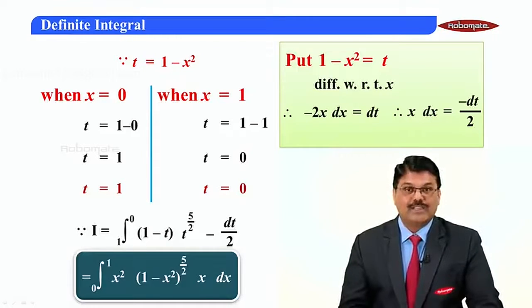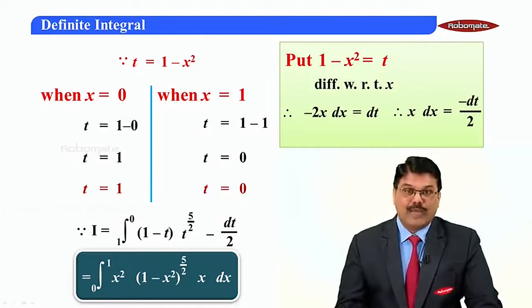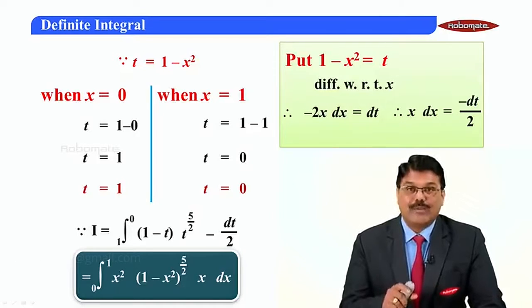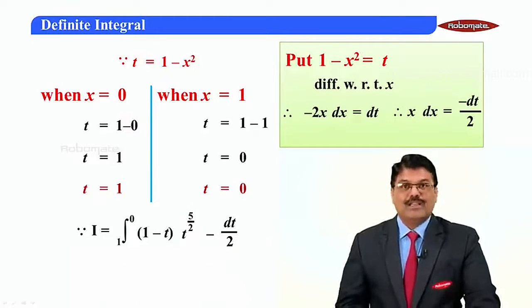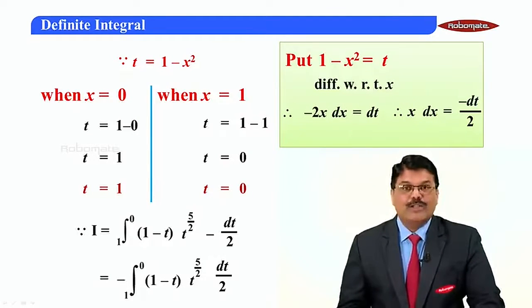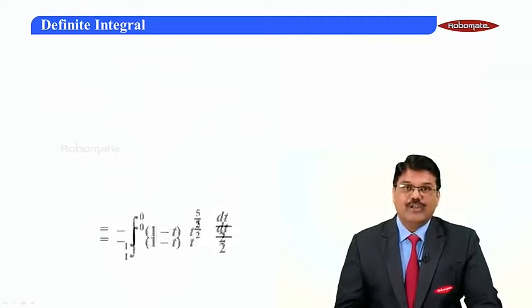And we can write, instead of x square, 1 minus t, and instead of 1 minus x square we can write t, whole bracket raised to 5 by 2. So it becomes t raised to 5 by 2 into minus dt by 2. Let us solve it further. Here minus taking outside, we can write it 1 to 0, (1 minus t) into t raised to 5 by 2 into dt by 2.